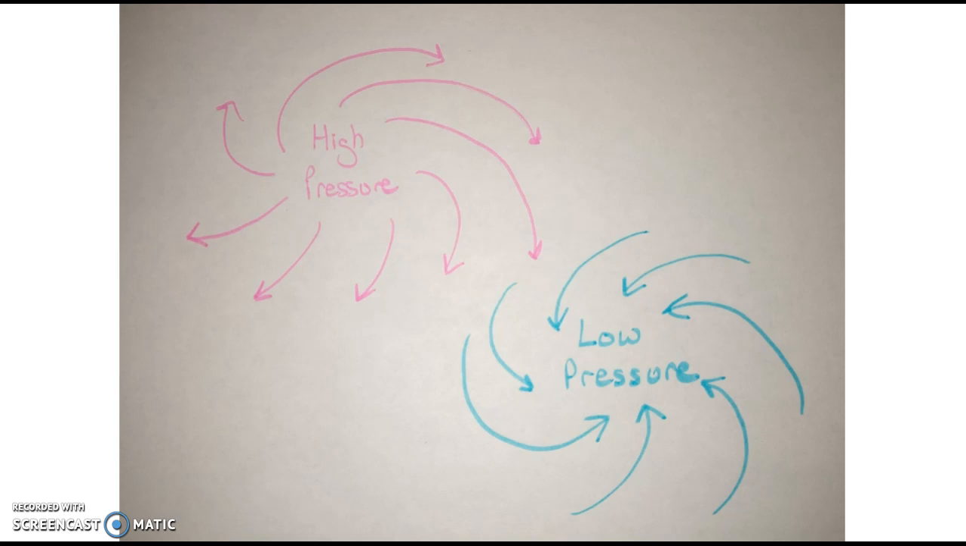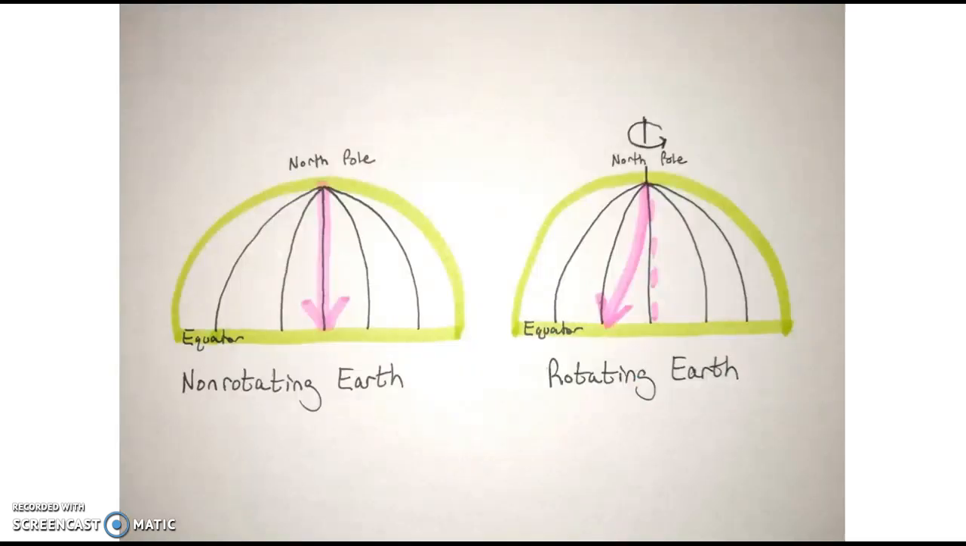In the northern hemisphere, winds in high-pressure zones move in an outward clockwise direction, while winds in low-pressure zones move in an inward counterclockwise direction. These circular directions are due to the Coriolis effect. The Coriolis effect is the circular pattern of wind caused by Earth's rotation, as I mentioned earlier.